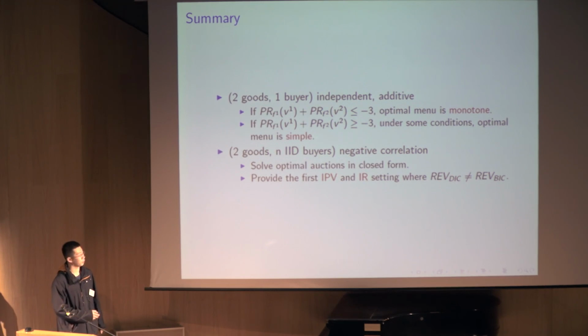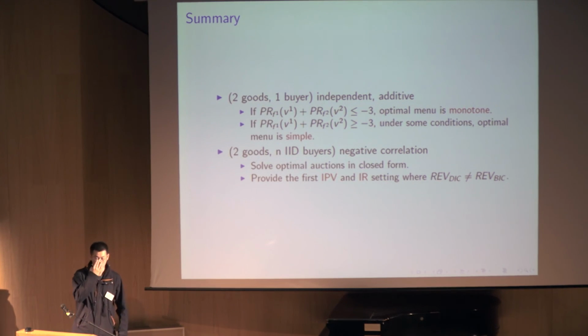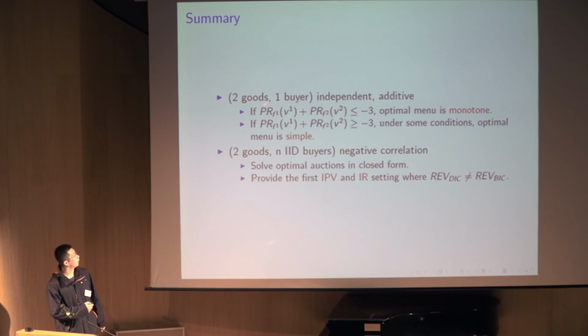Let's give a summary. Using the geometric approach, we can give a characterization of the optimal auction, and we can also solve the optimal auction for some specific distributions. We first show that when there are two goods and one buyer, and the buyer has independent additive valuations, if the sum of the power rate is less than or equal to -3, the optimal menu is monotone. And if the sum of the power rate is larger than or equal to -3, then under some conditions, the optimal menu is simple.